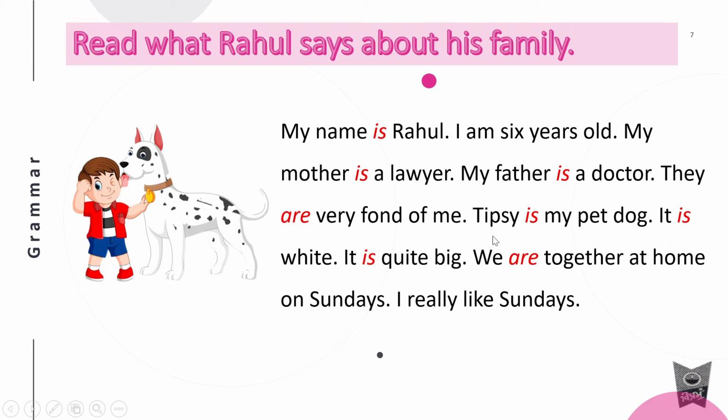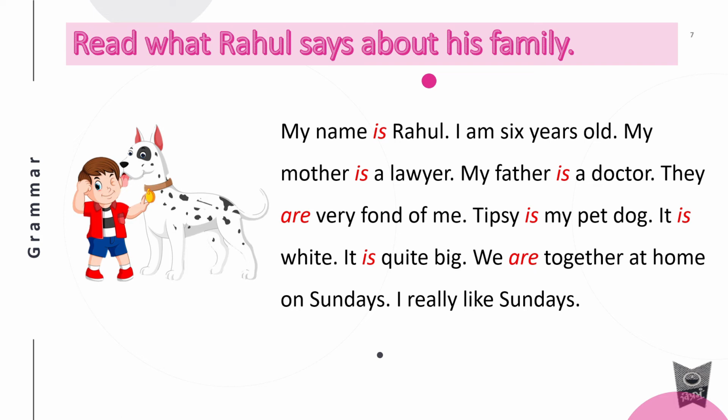Now here Tipsy. Tipsy is the name of one dog. Okay. Again we are using here is. It means again only one. So we are using is. Here also one. It means one. So we are using is. When we are talking about we, it means more than one. So we are using are.